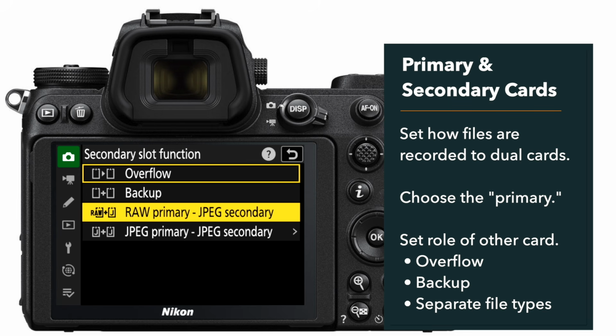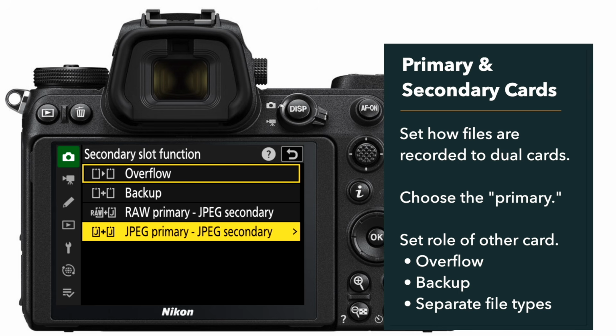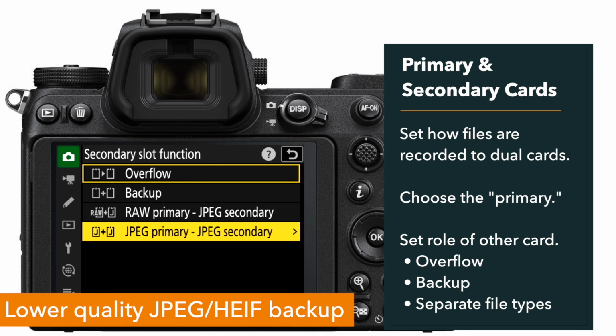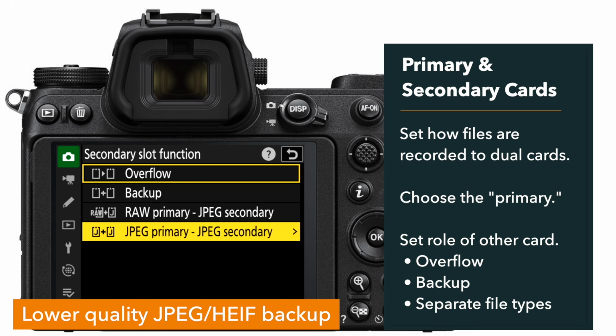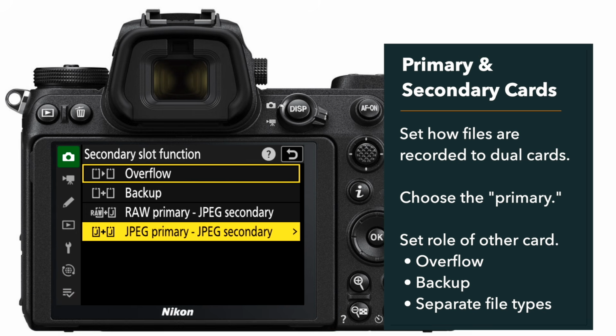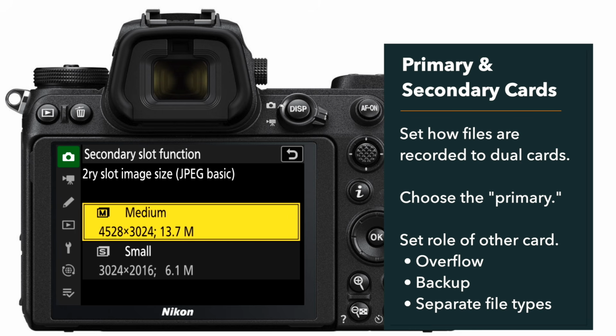Same kind of thought process applies to the other option there, JPEG primary, JPEG secondary. If you're only recording JPEG, then whatever JPEG quality and size that you've selected in the photo shooting menu, those are going to be recorded to the primary card. The secondary card is going to have a lower quality and smaller size JPEG file than the primary card. These are going to be recorded with the basic quality, and if you press the multi-selector right here, you can choose which size that you want those JPEG files to be recorded on that secondary card.